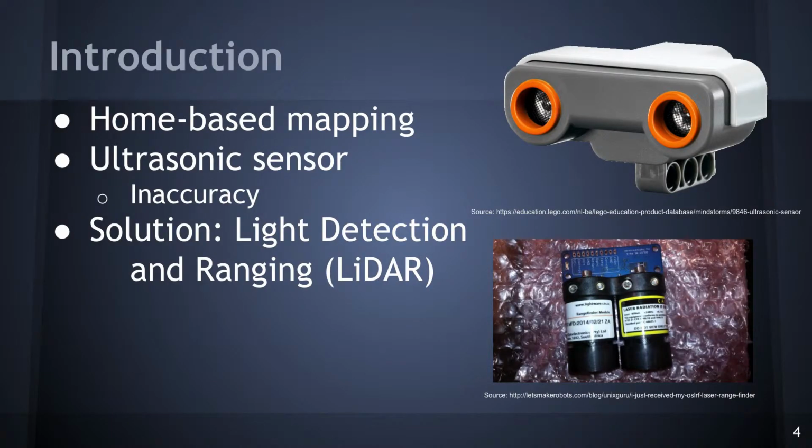In LiDAR-based home mapping, we use the LiDAR to map out a room 360 degrees, as you can see in the bottom right. Some of the future applications of the LiDAR include mapping out structurally unsound buildings, as well as finding solutions to antiquated or non-existent floor plans.